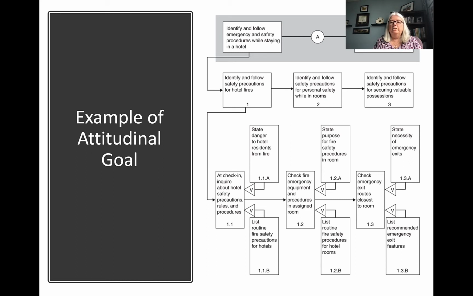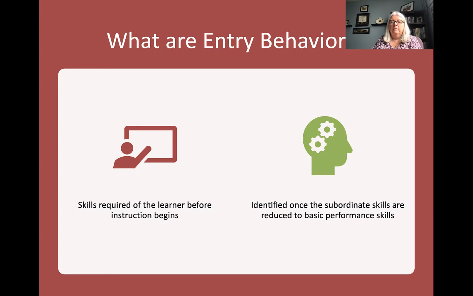If you look at each step, this whole goal is a verbal attitudinal goal. Entry behaviors are the skills required of the learner before instruction begins. These are identified once the subordinate skills are reduced to basic performance skills. We go through those levels of what does the learner need to do this, what does the learner need to do this, and we keep going till we get to very general type skills at that point.